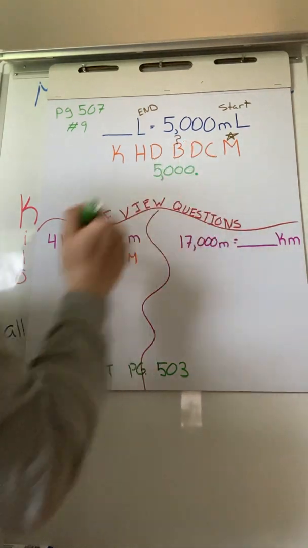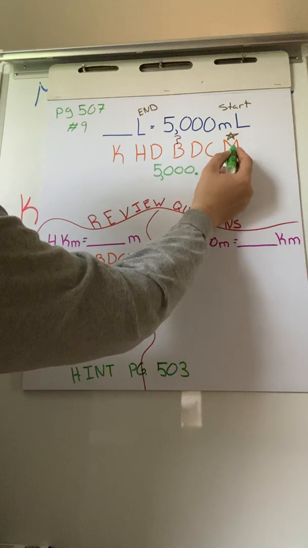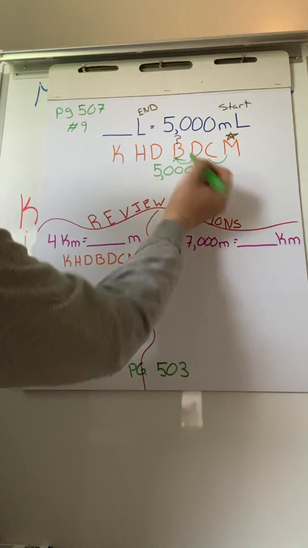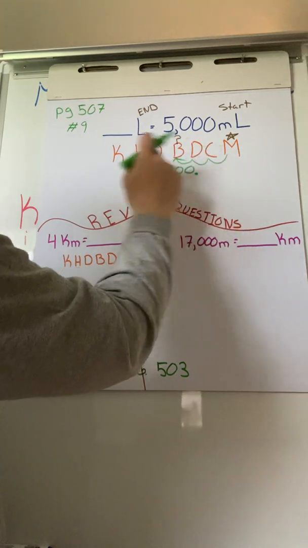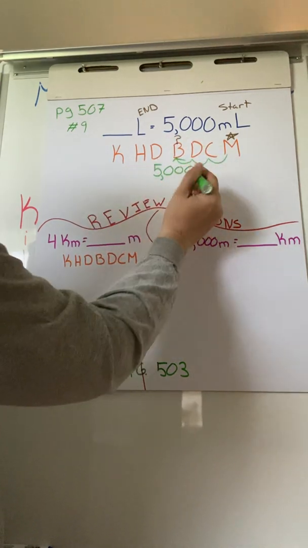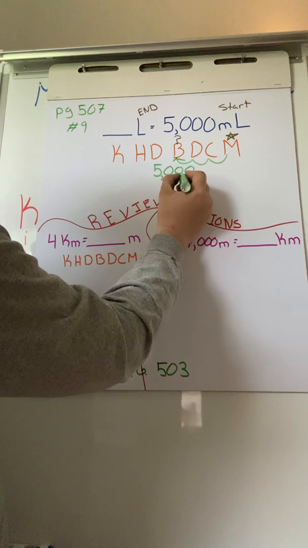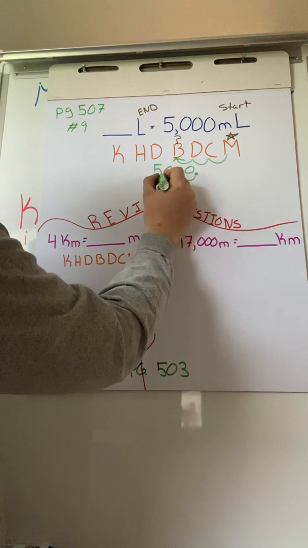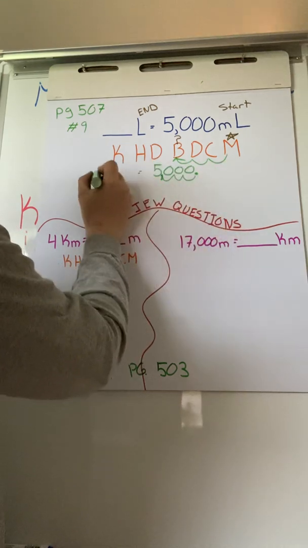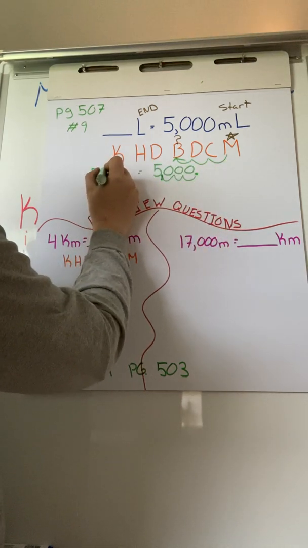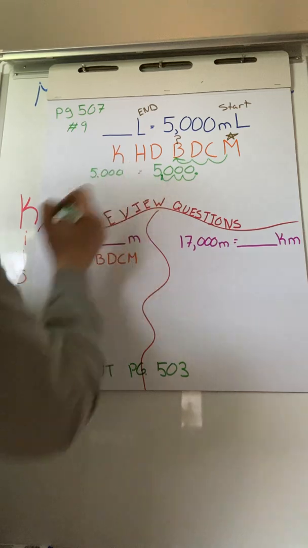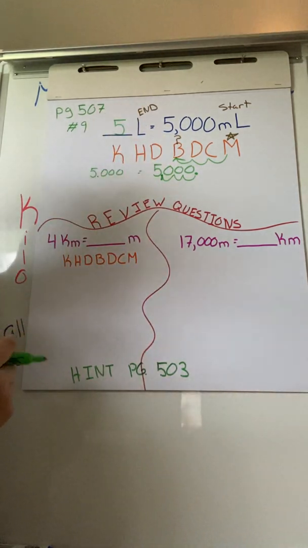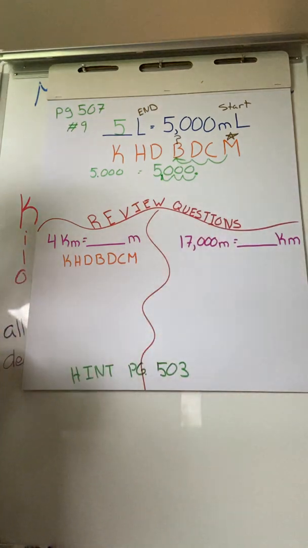All right, so now I have to move my decimal. So I start at milli and I go 1, 2, 3 place values. But this time I'm moving to the left. So down here, I take my decimal and I move it 1, 2, 3 place values. So my new number equals 5.000 or 5 liters.